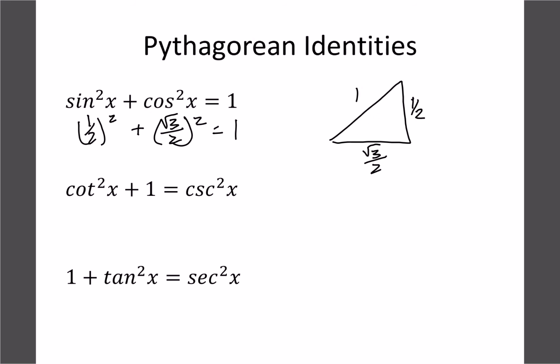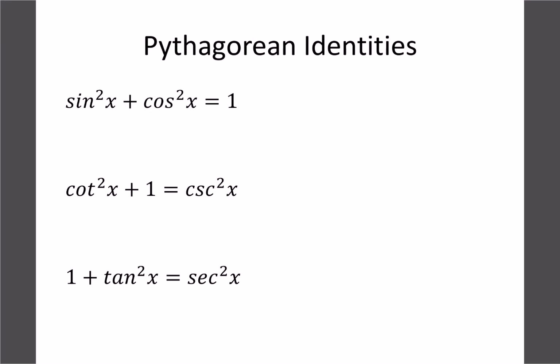The other two are just basically modifications. So let's suppose we take our original and we divide it by cosine squared. So if we divide everything by cosine squared, we have sine squared over cos squared, which is tan squared, cos squared divided by cos squared, which is 1, and then 1 divided by cos squared, which is secant squared. So really, the regular equation divided by cosine squared equals the bottom one.